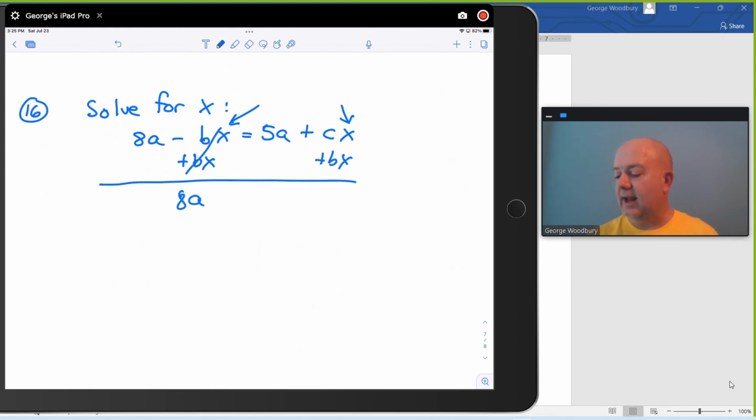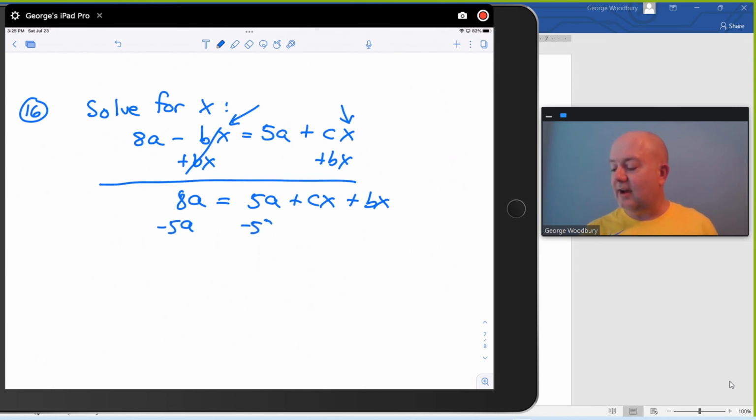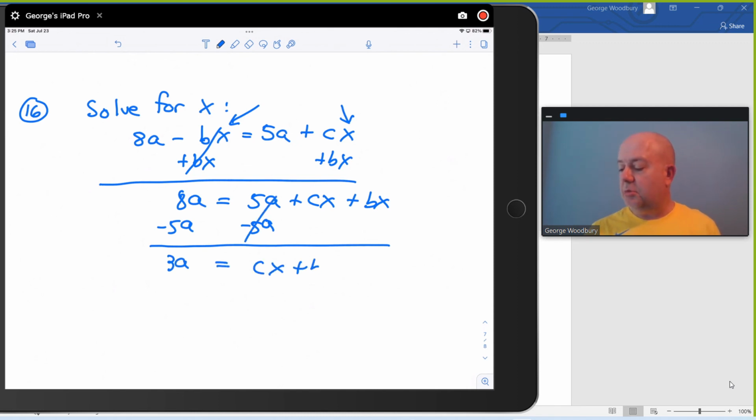That leaves me with 8a equals 5a plus cx plus bx. And if you want to write those in alphabetical order, go ahead. You can write 5a plus bx plus cx, and that's okay too. I've got all the variables on the right-hand side. I need to move the term that doesn't have x to the left-hand side, so I'm going to subtract 5a from both sides. 8a minus 5a is 3a equals cx plus bx. I'm going to keep them in the order I had them.